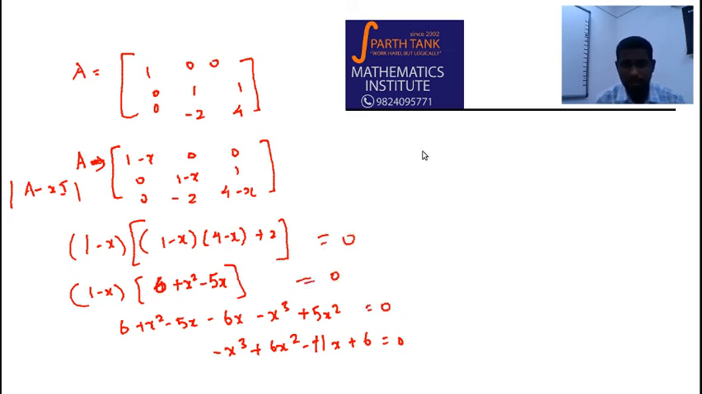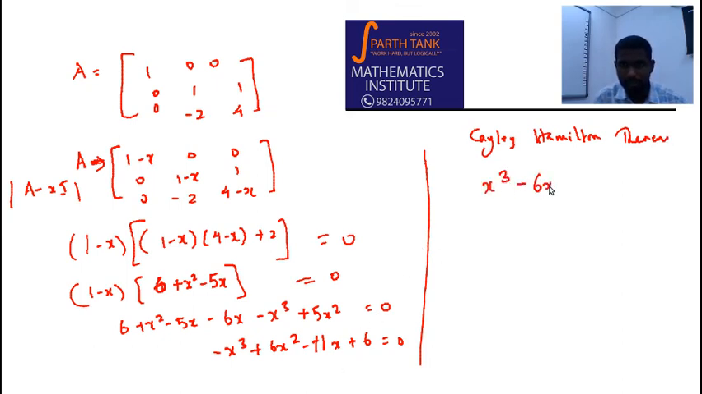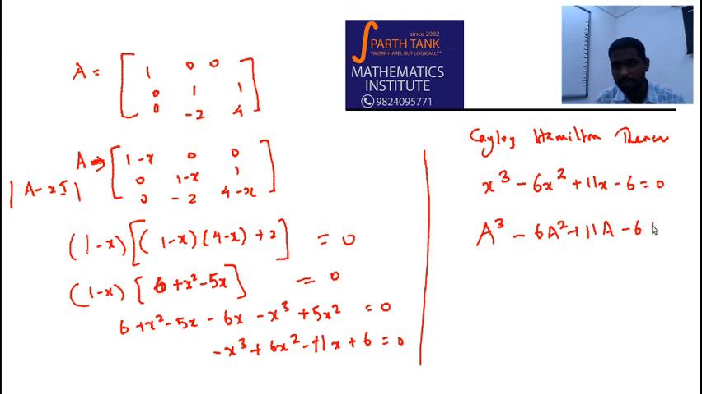Now Cayley-Hamilton theorem says that the matrix satisfies this equation. This equation, if I multiply it by a negative sign, I get x cubed minus 6x squared plus 11x minus 6 is 0. The matrix itself satisfies this equation, that is A cubed minus 6A squared plus 11A minus 6I is 0. This is the theorem.